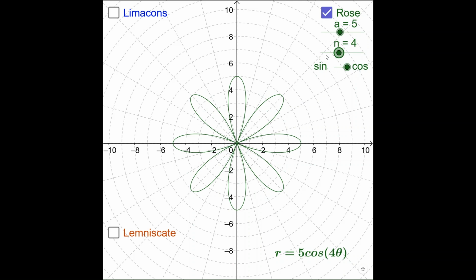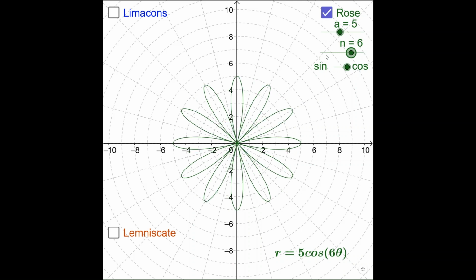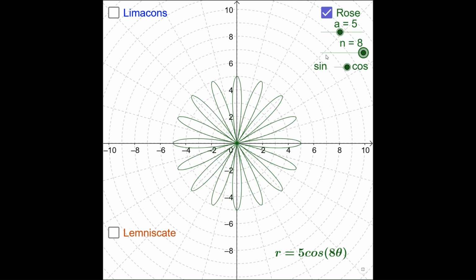4 of them are on the 4 axes. The other 4 are spaced inside the quadrants. If n is 6, we now have 12 petals. 4 of those are on the axes, which means the other 8 have to be divided up evenly between the 4 quadrants, right? If n is 8, we have 16 petals, which means 4 of those 16 are on the axes. The remaining 12 have to be evenly divided between the 4 quadrants. Okay, and again, all of them are evenly spaced as you go around the circle.